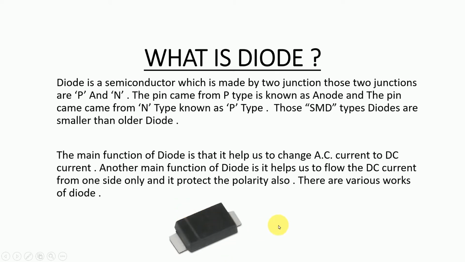Using a diode you can change the AC current, or alternating current, into DC current. If you don't know about AC and DC current, you can check my previous video. I have already prepared those kinds of videos on my YouTube channel. You can check my previous videos, and you can check my playlist also. I am uploading those types of videos on my YouTube channel.